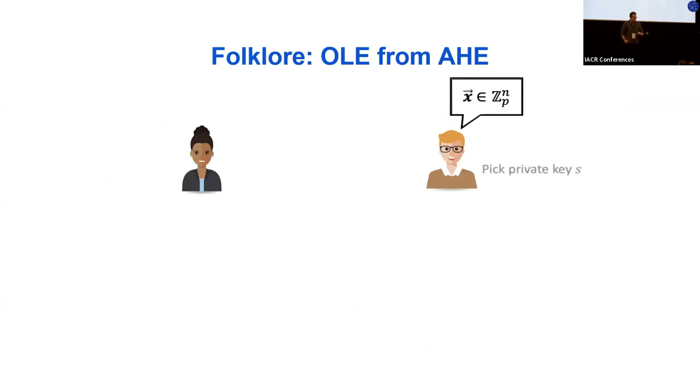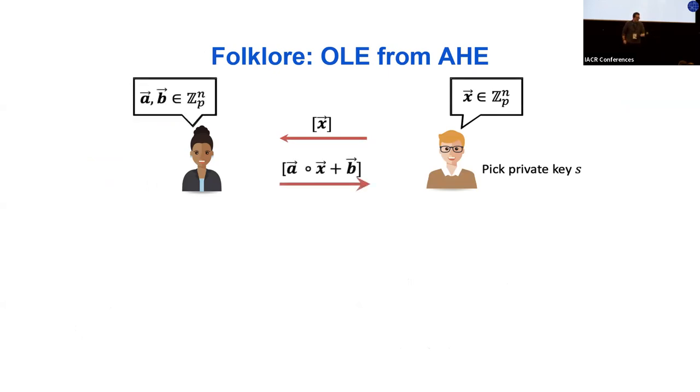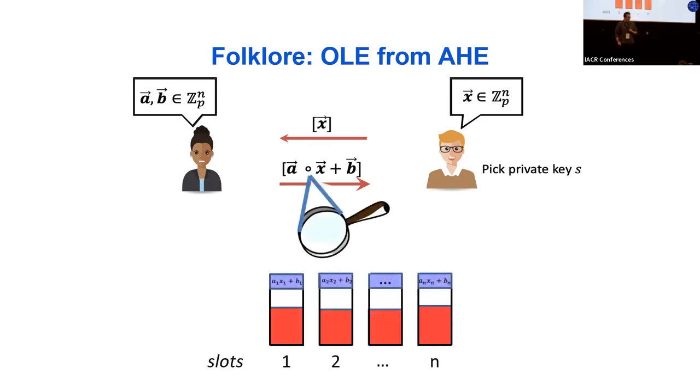So let's take a look at this protocol. So Bob is going to encrypt his input X, and Alice is then going to take her input and evaluate the plaintext-ciphertext multiplication and plaintext-ciphertext addition on Bob's ciphertext. This is going to generate an encryption of the OLE result. And then Alice is going to flood the ciphertext with noise. And so what Bob gets back is going to look like this. So the message bits in the top will have the OLE result. And in the bottom, there is going to need to be enough space for Alice's flooding noise.